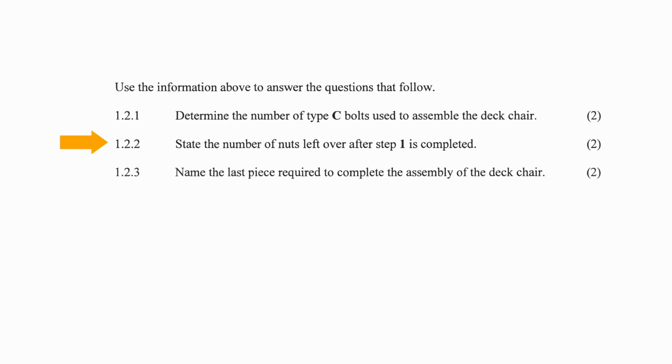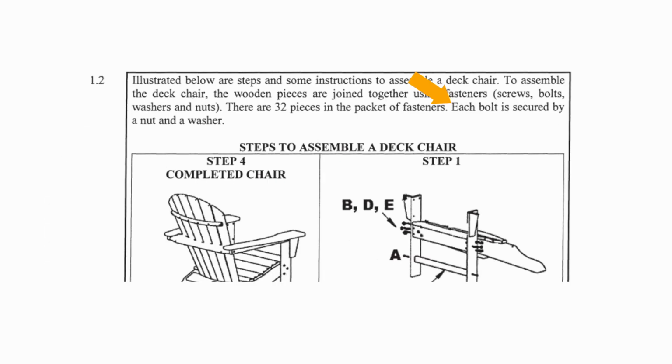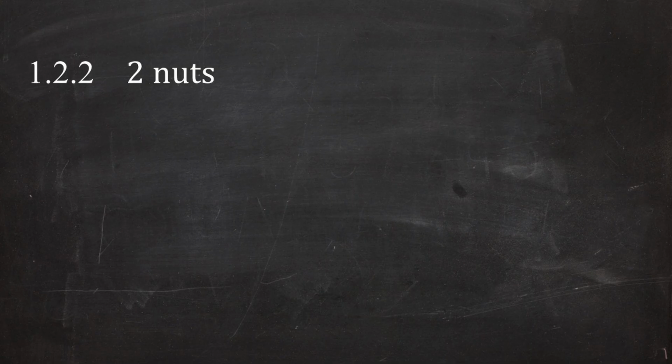In question 122, you have to state the number of nuts left over after step 1 is completed. From the diagram, we can conclude that 6 nuts labeled E are used in step 1 because all 6 bolts labeled B will be used in the step. That is 3 here and 3 here. Note that each bolt needs a nut. Since there is a total of 8 nuts, the number of nuts remaining after step 1 will be 2.